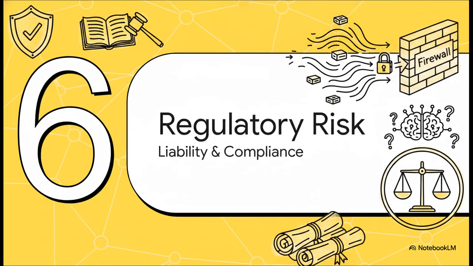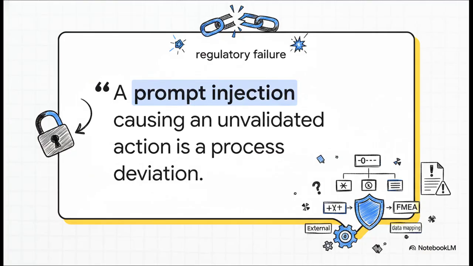Section 6, Regulatory Risk and Compliance. Finally, we need to talk directly to the CTOs and architects about liability. Look, indirect prompt injection is no longer just a weird technical bug. It is a severe regulatory failure. If you're operating in regulated spaces, healthcare, medical devices, finance, a prompt injection that causes an unvalidated action is a literal process deviation under your quality management system. Every single external data source has to be explicitly mapped in your data flow diagrams and your FMEA. This isn't just a best practice. It's a hard requirement the second your agent touches sensitive workflows.